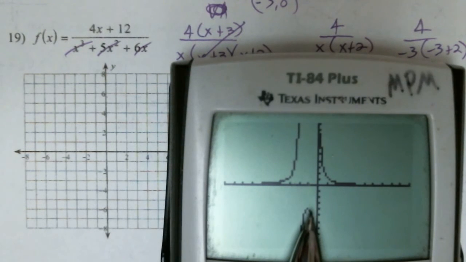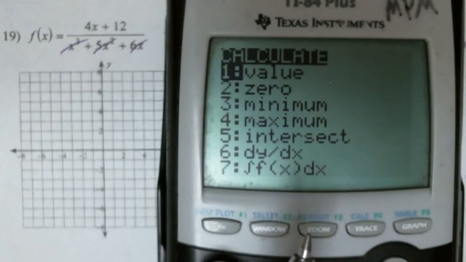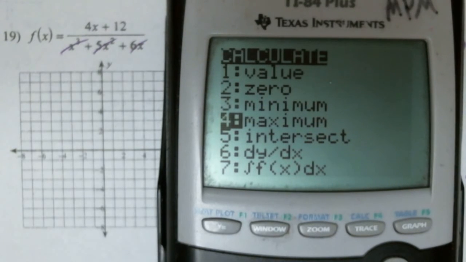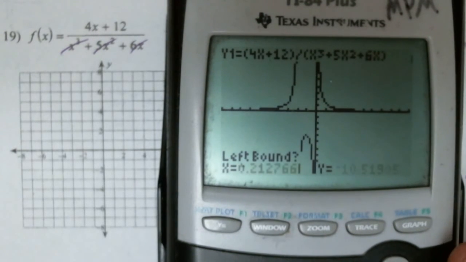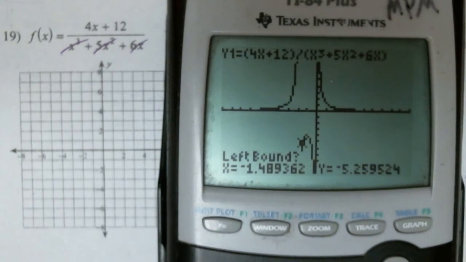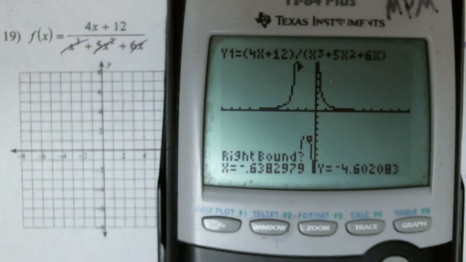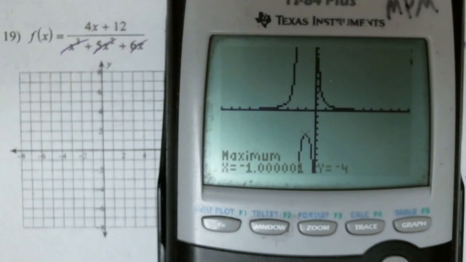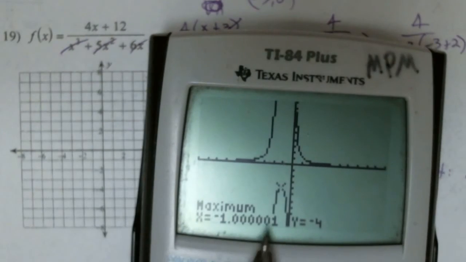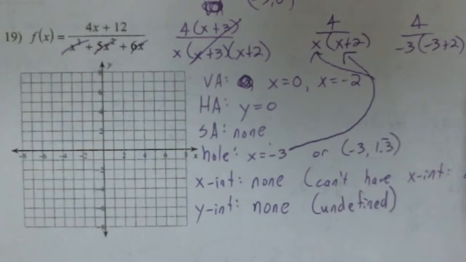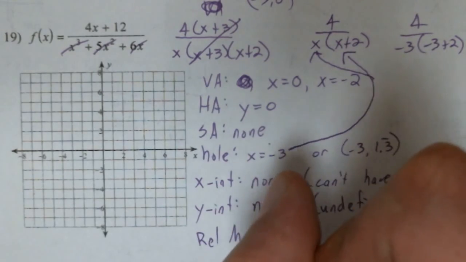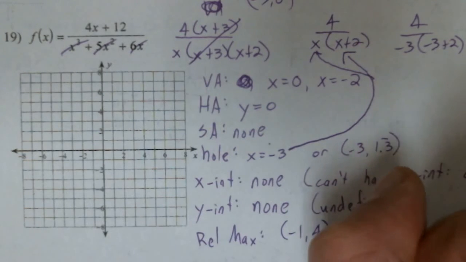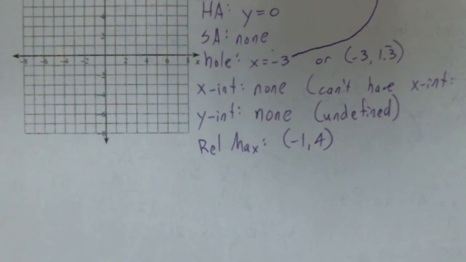I do need to find the coordinates of that little relative max. So we're going to get Mr. Spidey, second calc. I want that maximum. Where's my cursor? All right, there he is. Move your cursor until you see Mr. Spidey. Move him to the left of that spot. That's good. Enter. Move it to the right. Enter. Yes, I want you to guess. And we have a relative maximum at -1, -4. That's just kind of a glitch right there. So I'm going to say the relative max is at -1, -4. That is also going to affect our range.